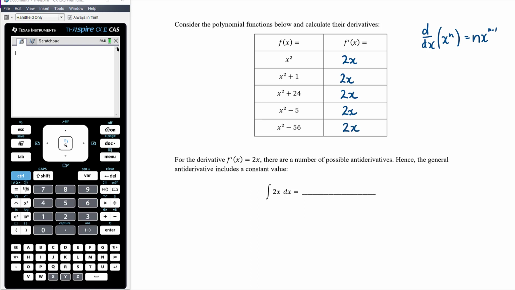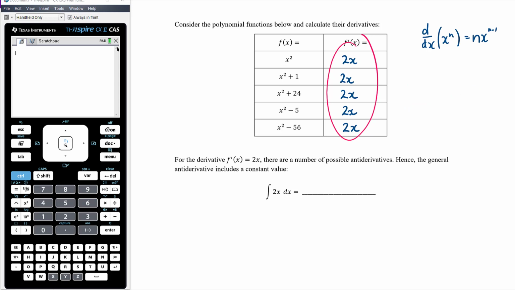Okay, so this actually presents us with a problem, because if I say to you, given what you've learnt here, what's the antiderivative of 2x? Well, it's clearly going to have an x squared in it, but how do I know whether it's plus 1 or plus 24 or minus 5 or minus 56 or plus 738? That's where, when we anti-differentiate, we must include a general constant value.